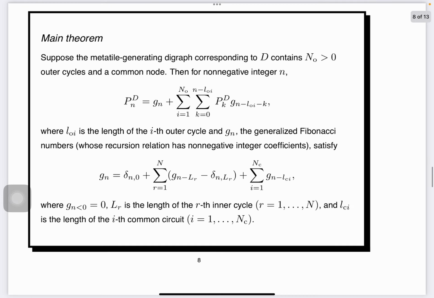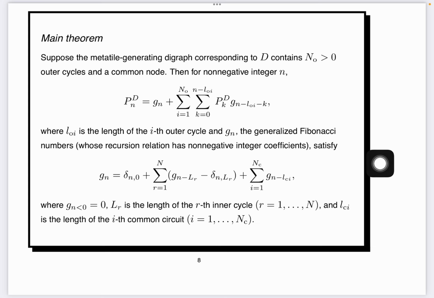So the main result we're presenting today stems from that formula, and it gives you an identity concerning the number of permutations, which is the same as the number of tilings. And we're defining generalized Fibonacci numbers as a sequence where the coefficients in the recursion relation are all positive integers.